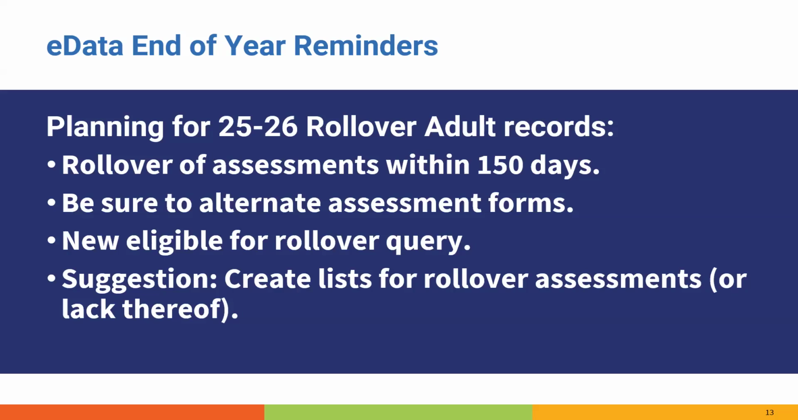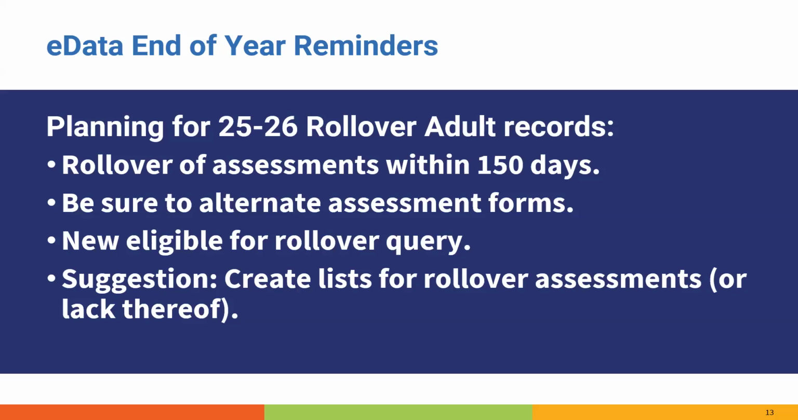Since those won't be eligible for use in 25-26, you won't see them available for a rollover, even if they are within that 150-day window. And we took those out in that eligible for rollover query. So if you have a Best Plus 2.0, you're not going to see someone in that eligible for rollover query that has just that assessment, because you won't be able to roll over that assessment. So only the eligible assessments for 25-26 will appear in that eligible for rollover query.